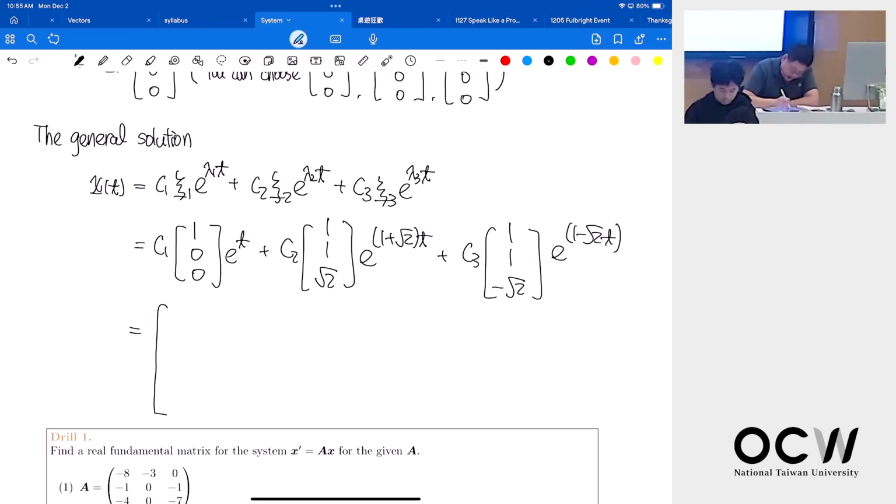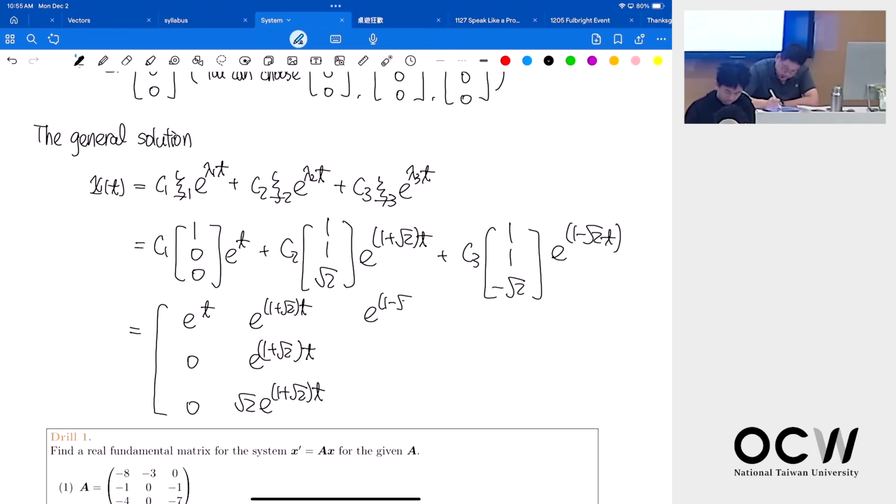To get the fundamental matrix: e to the t, 0, 0, e to the (1 plus square root of 2) t, e to the (1 plus square root of 2) t, square root of 2 times e to the (1 plus square root of 2) t. Similarly, here is 1 minus square root of 2 t.